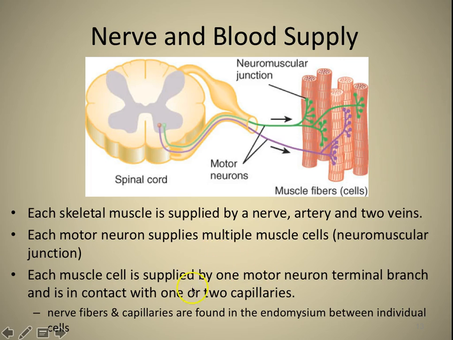Okay. Lots of blood. I think we know that if you cut a muscle, it bleeds. Muscles need lots of nutrients, lots of oxygen. They're very metabolically active. They're doing lots of work.